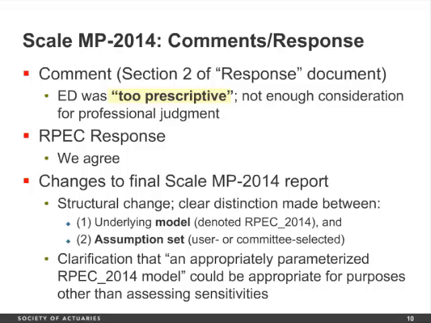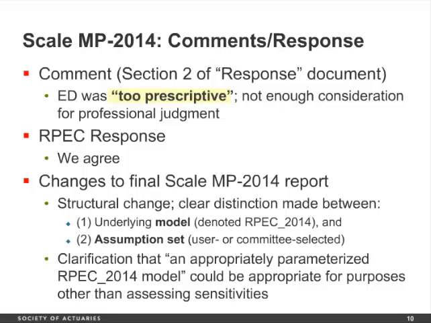By the way, the model itself now, we came up with a new name for it just because we felt we needed to, given that we've made this distinction. It's now RPEC_2014. So when you see that phrase, it means the underlying model for these two-dimensional mortality improvement rates. The assumption sets now can be either a user-selected set of assumptions or a committee-selected set of assumptions, and we'll look at that in a little more detail in a few minutes.